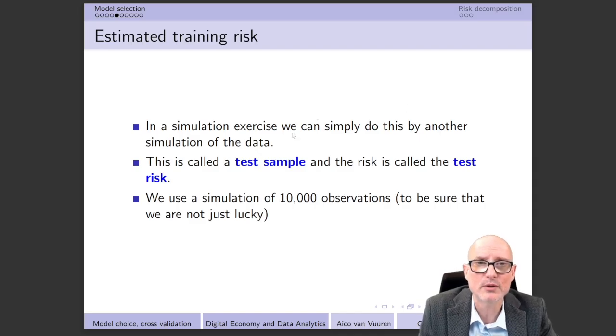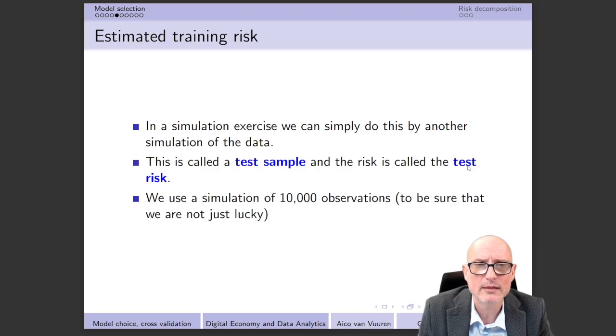What we could simply do is another simulation, and usually I'm going to call that a so-called test sample. That is another simulation that we're going to do in order to find out how well we are actually doing with respect to our predictions. And because this is from the test sample, we usually call the risk not the training risk anymore, but the test risk.